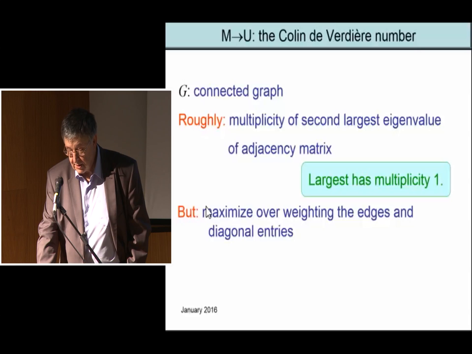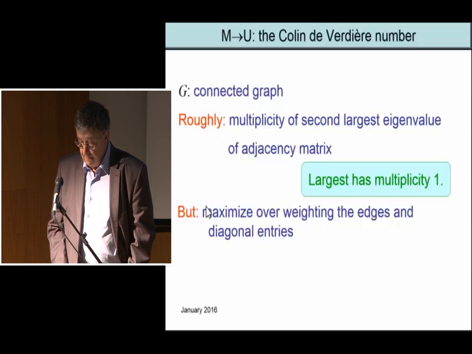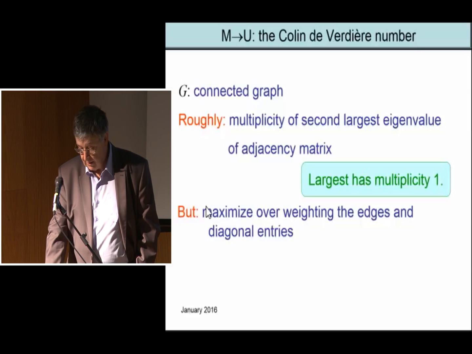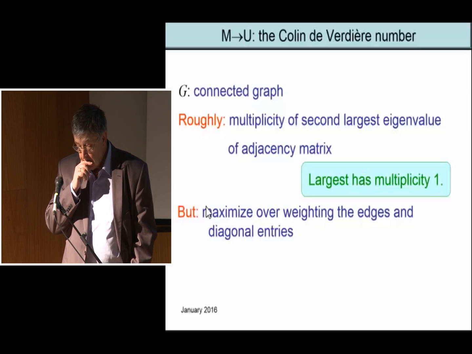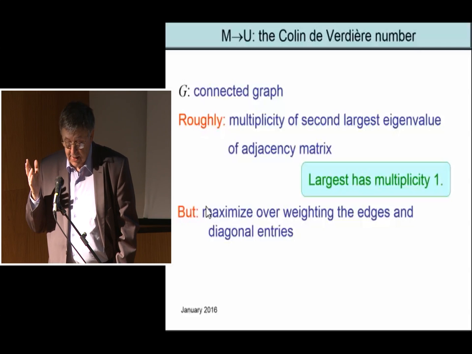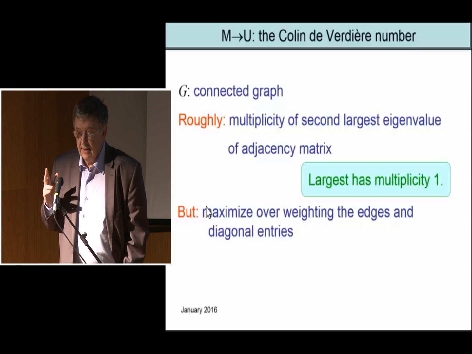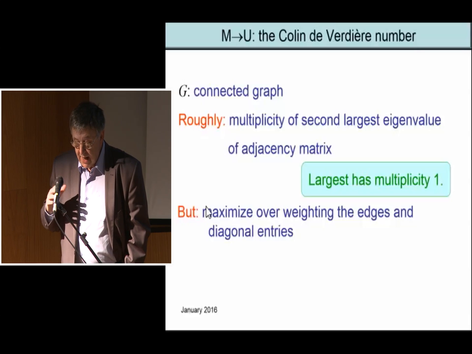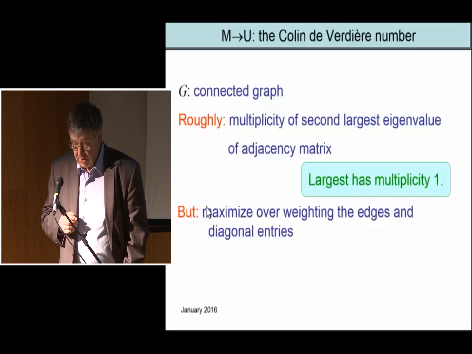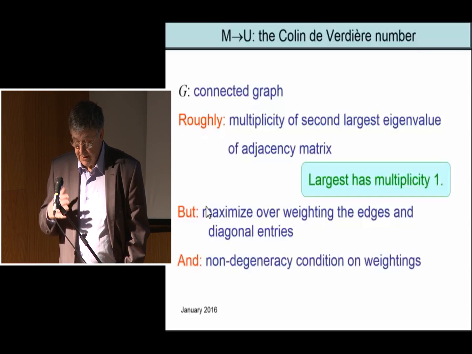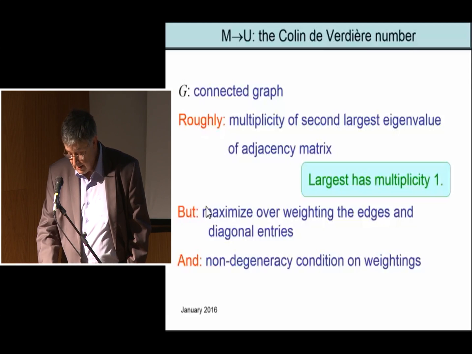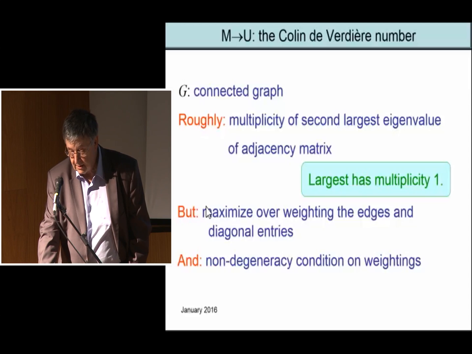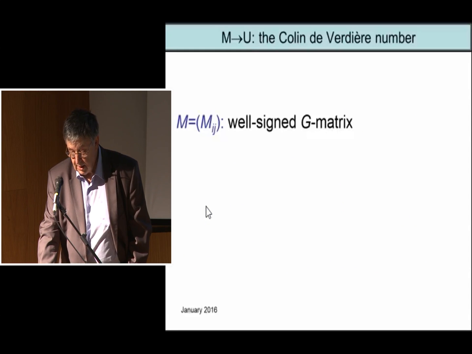So you are interested in the second largest eigenvalue, not because the largest has multiplicity 1, so that's not interesting. Now, usually the second largest eigenvalue will also have multiplicity 1, so that's an uninteresting situation. But you can maximize over all weightings of the edges and the diagonal entries to make this multiplicity as large as you can. And essentially this is the number, the parameter that Colin de Verdière introduced.